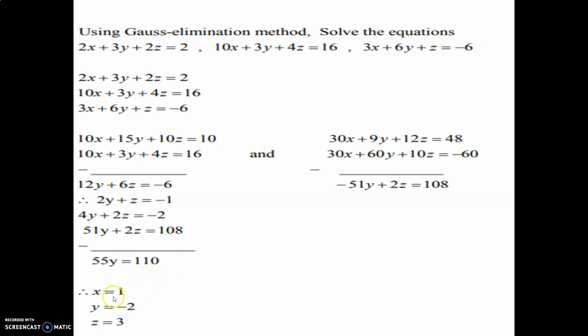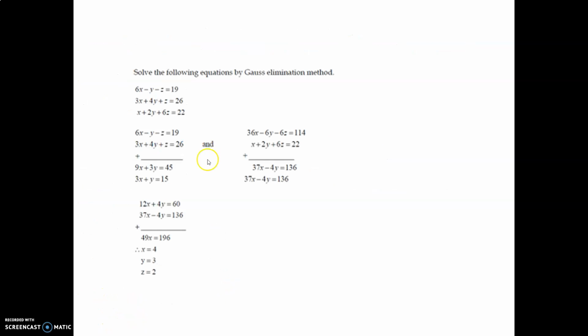By back substituting, we derive the values x equal to 1, y equal to minus 2, z equal to 3. Solve the following equations by the Gauss elimination method.